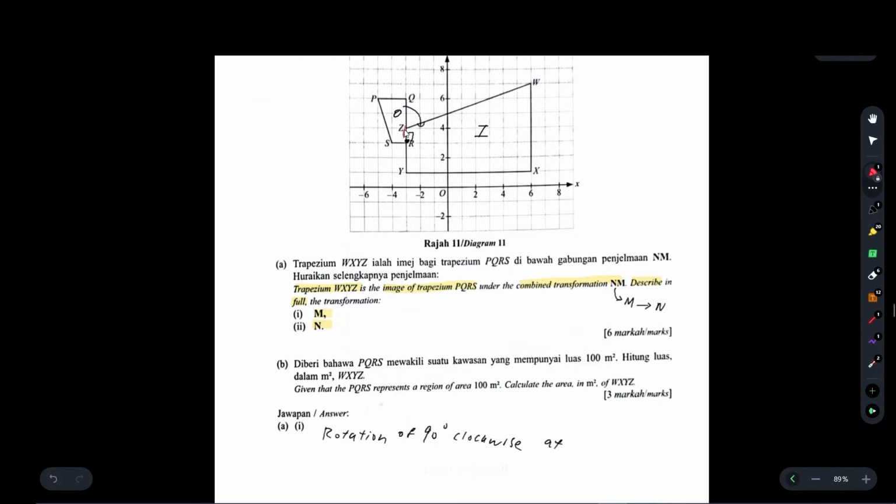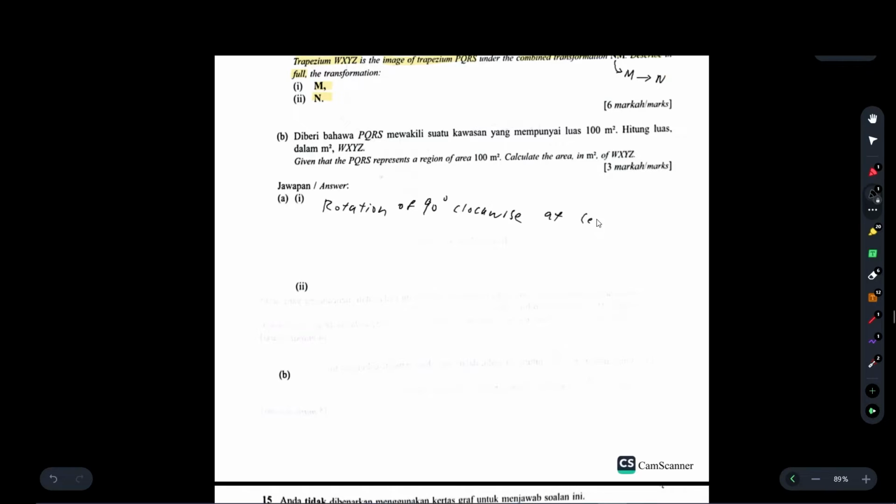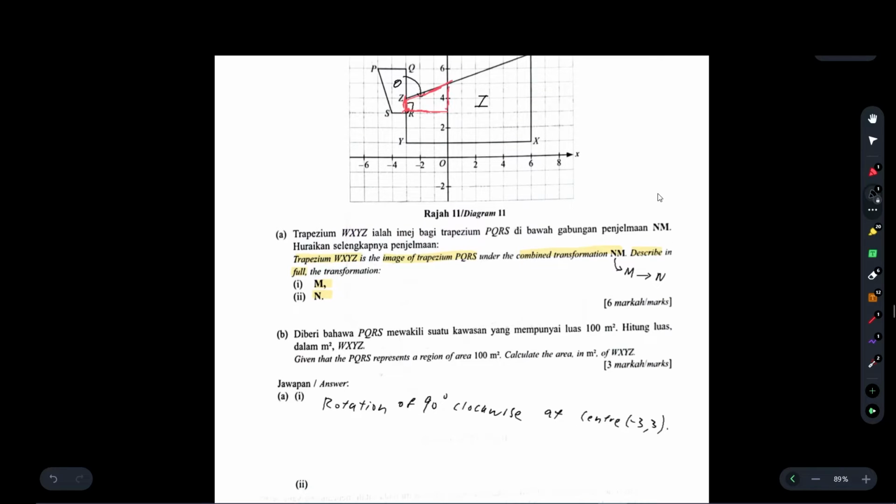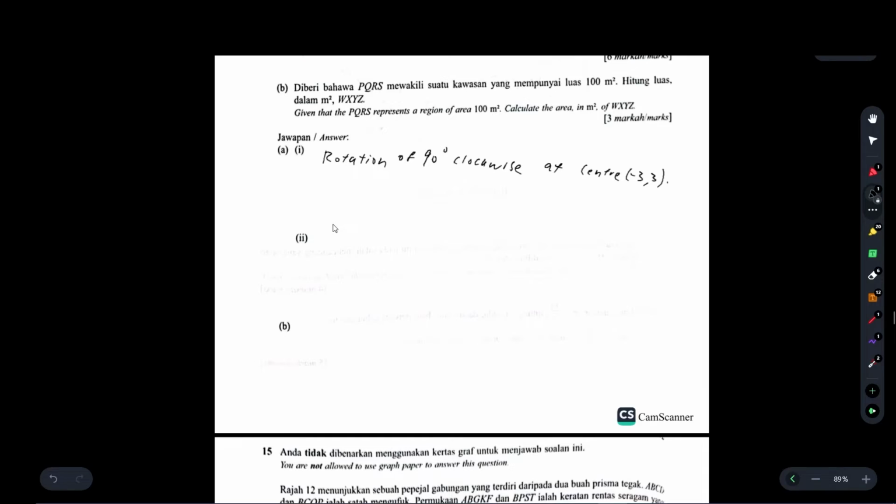So the shape will look like this. Let's use the red pen. It will look like this, yeah. That's the center, as center -3, 3. Okay, so this is our first transformation. For the next transformation, it's going to be an enlargement, because it goes from a smaller size to a bigger size, right? So we're going to write the enlargement.